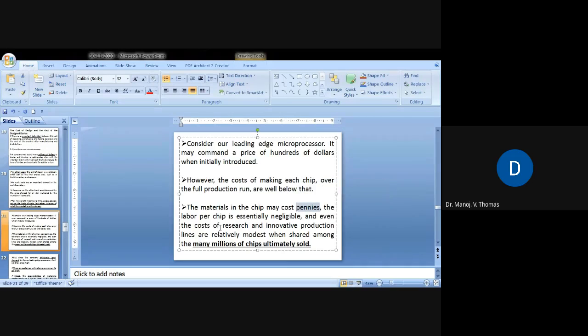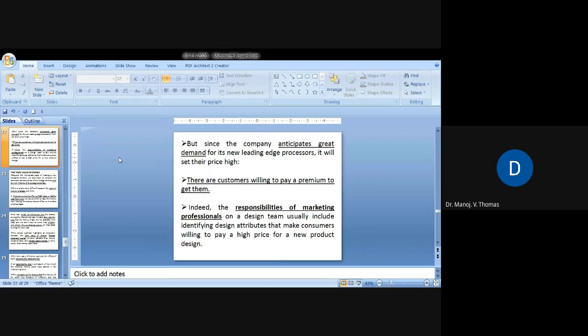The labor per chip is essentially negligible because we are producing the microchip in large quantities, through an automated process. So the actual manufacturing labor cost per chip may be very less. Even the cost of research and innovative production lines are relatively modest when shared among the many millions of chips ultimately sold. So that is the idea, economies of scale. Many millions of chips are sold, and thereby the price is very less.